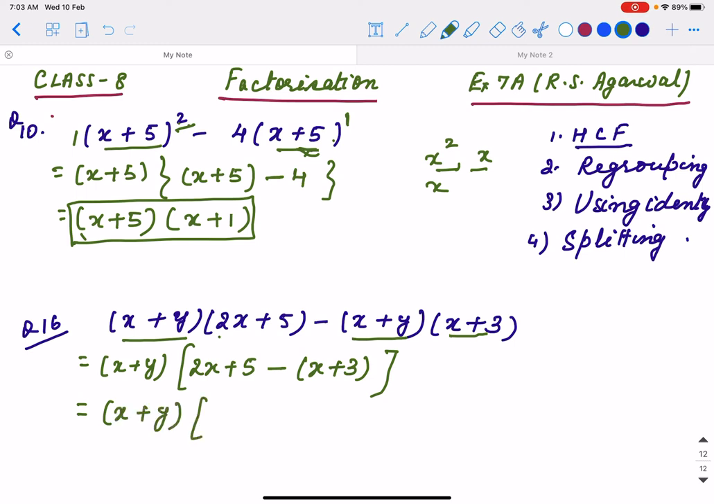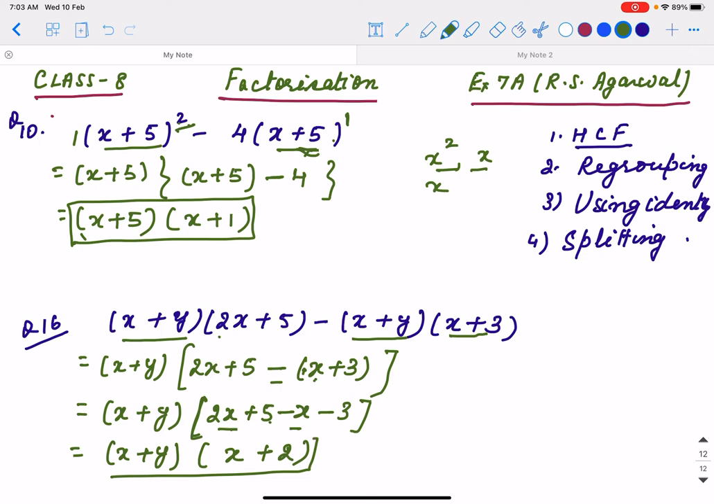So here it is 2x plus 5 minus x, I opened the bracket, so minus into plus sign will be minus, minus 3. So again it is x plus y, 2x minus x will be x, 5 minus 3 will be 2. This will be the answer.